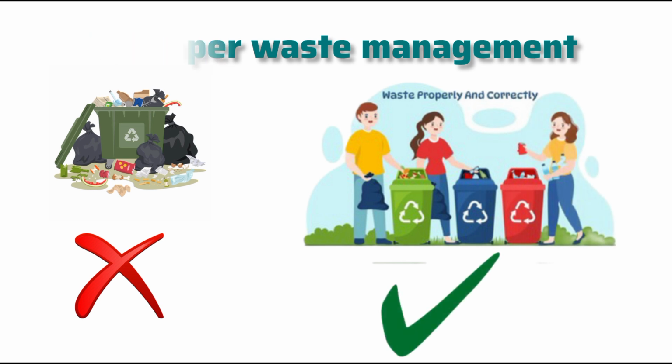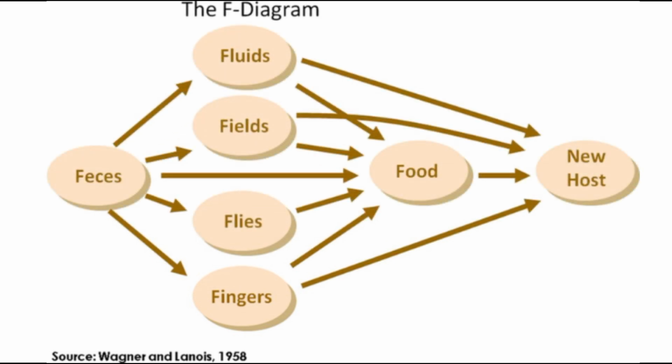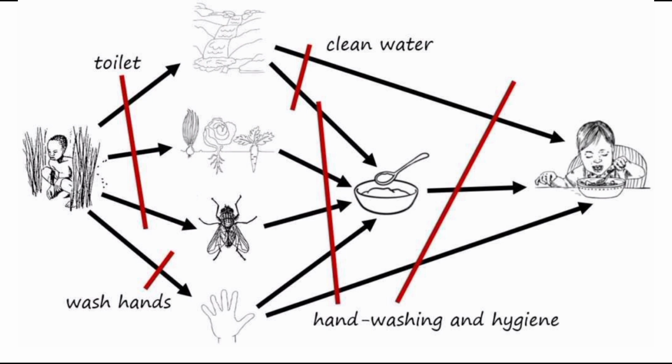We can say that diseases like diarrhea can spread through 6 pathways, which are feces, fluids, fingers, flies, fomites or fields, and food. But by using simple barriers like clean water, proper sanitation, and good hygiene, we can stop these diseases from spreading.